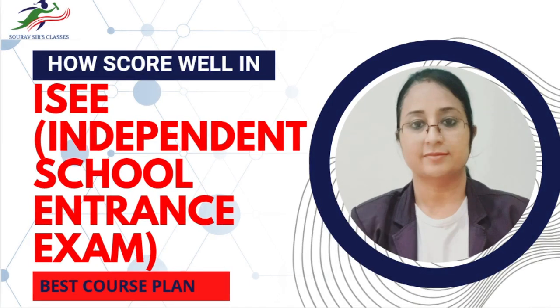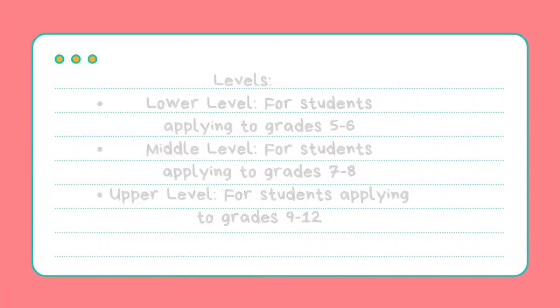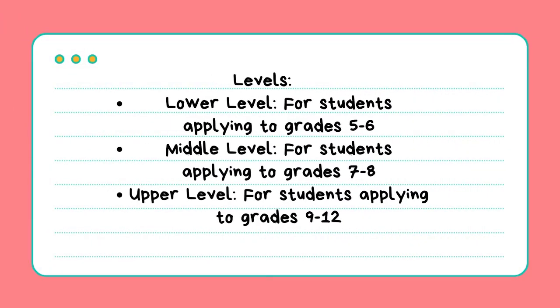So guys, the ISEE examination is really important. It's a school entrance exam. I'm going to give you all the important information about what the ISEE, the Independent School Entrance Exam, is in this video. It depends on levels: lower level, middle level, and upper level. For lower level, the students are applying to grades 5 to 6, middle level for students applying to grades 7 to 8, and upper level for students applying to grades 9 to 12. Basically, this is the independent school entrance examination.